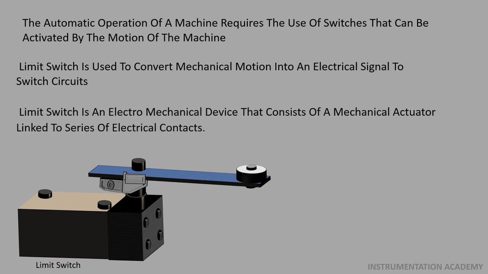A limit switch is an electromechanical device that consists of a mechanical actuator linked to a series of electrical contacts. When an object comes in physical contact with the actuator, it tends to move, and this movement is used to either open or close an electrical circuit. Limit switches are one of the easiest reliable ways to convert mechanical movements into electrical signals.